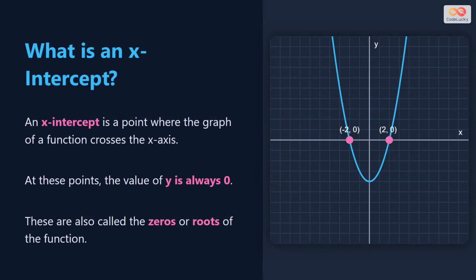First, let's understand what we are looking for. An x-intercept is simply a point where the graph crosses the x-axis. If you look at the coordinate plane, you will notice that for any point on the x-axis, the vertical height, or the y-value, is always 0. We often call these points the zeros or roots of the function.